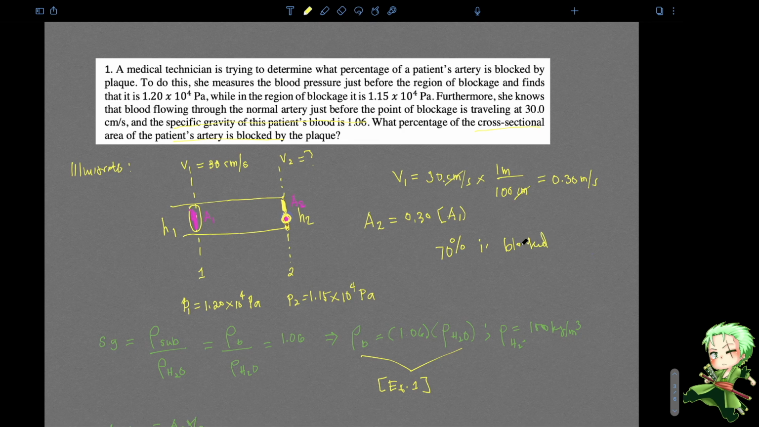So that is how you solve this problem. 70% is blocked by the plaque, so this portion is blocked by the plaque. What you are able to solve instead is A2, which is the new opening on the cross-sectional area, just 30% of the original cross-sectional area. Since the problem asks how much is blocked by the plaque, the closed portion, which is 70%, is what is blocked by the plaque.